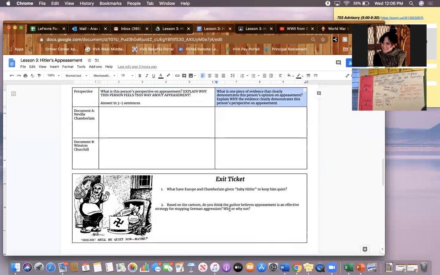When you are finished, you've got a really important exit ticket to complete. Your exit ticket is worth 5 points. Exit tickets in online learning are worth more, so please make sure that those are completed.